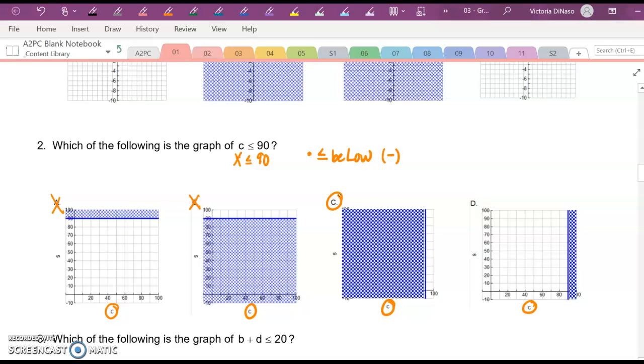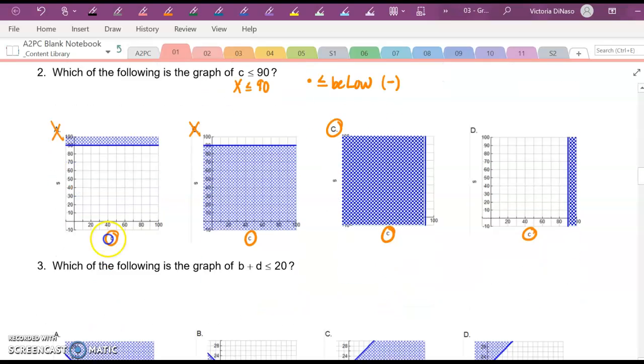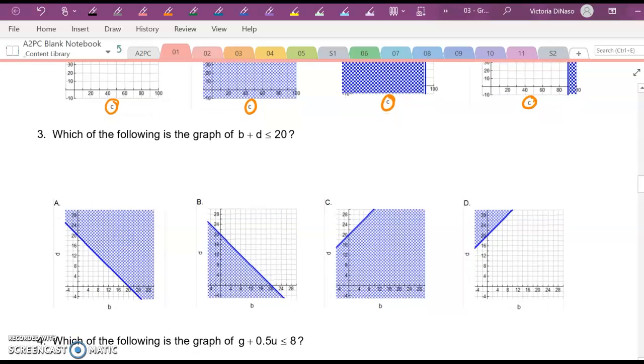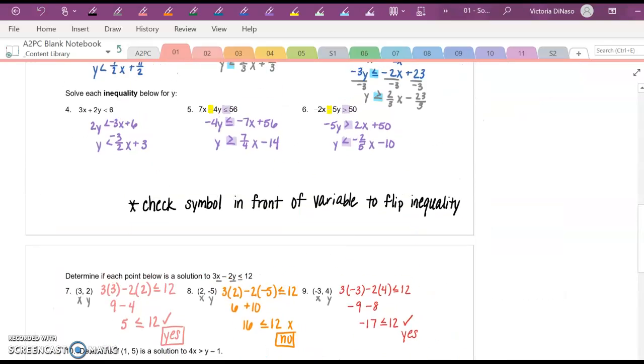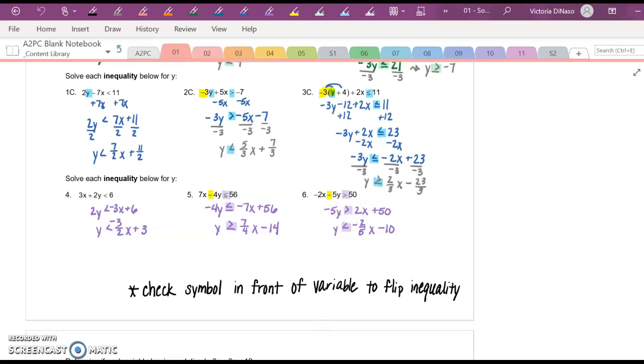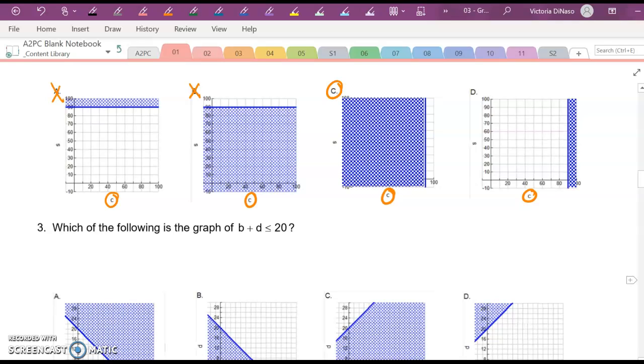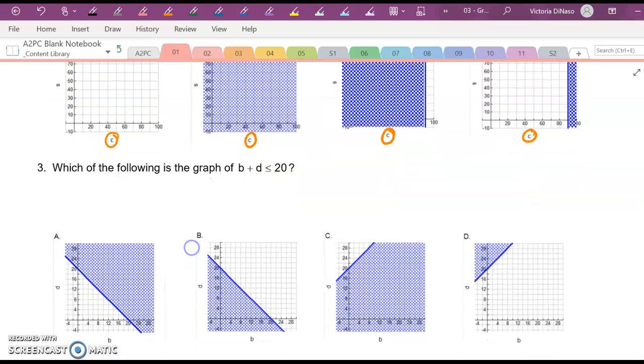All right, for the rest of these problems, we're going to be taking a look at the y-intercept, the slope, and if the inequality sign is going to change. So we can figure out if the inequality sign is going to change because as we wrote down and starred in section 1, we're going to check the symbol in front of the variable to see if we flip the inequality. So for all of these, we're going to be solving for y because we want to get in the form of y equals mx plus b. So let's check and see for each of these whether or not we are flipping the sign.